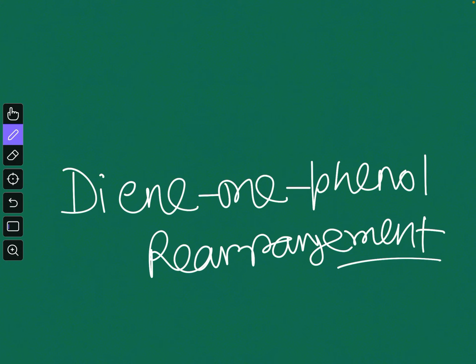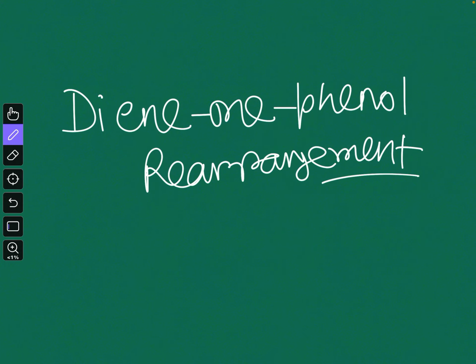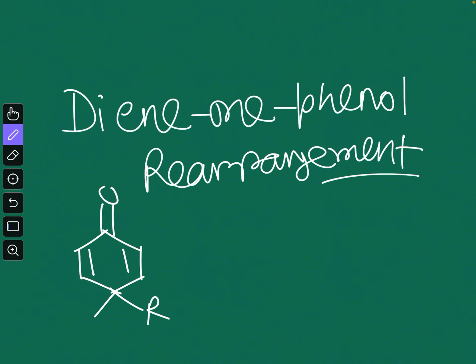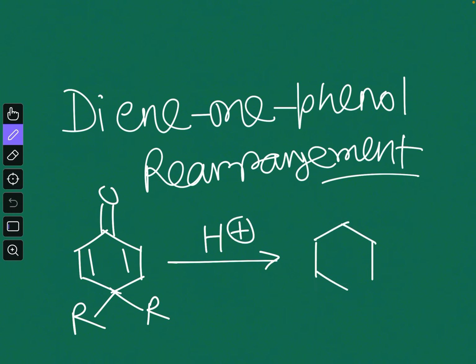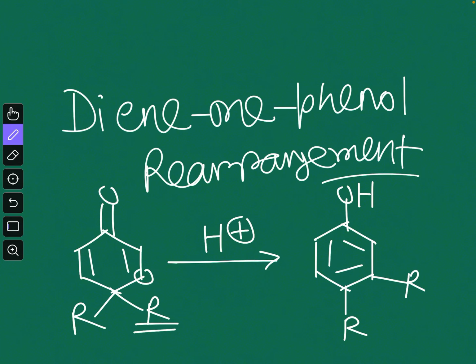Okay, so this is a very important reaction if you talk about rearrangement reactions and name reactions. Let me show you a simple example of this. So this is your dienone, and here you can have some R groups. In this rearrangement reaction you use acid catalysis, and after the reaction you get the phenol product and your R group is also shifted. So from here the R group is shifted to this position. So this is overall the dienone phenol rearrangement.